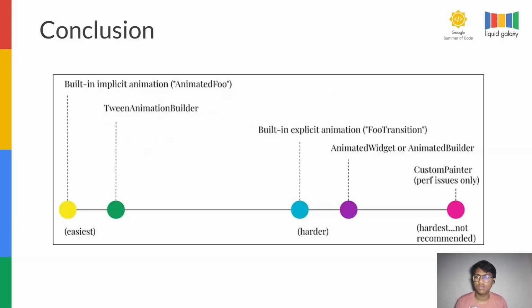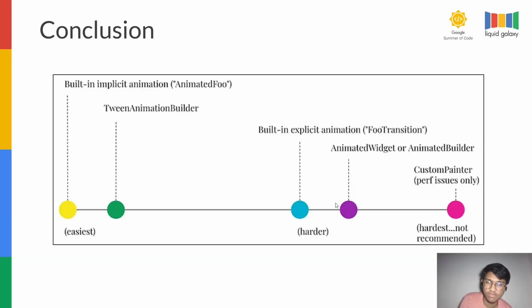This is the conclusion: if you want to use some built-in animation, you can find them in the Flutter library. If you want an easy animation, you can use the built-in implicit animation. If you can't find it in the built-in implicit animations, then you can use a tween animation builder. But if you want to explicitly control all your animation, then you have to move to explicit animation, which is somewhat harder than implicit animations. These were the animated widgets, and these will be the transitions; we have to move from the animated widgets to transitions.